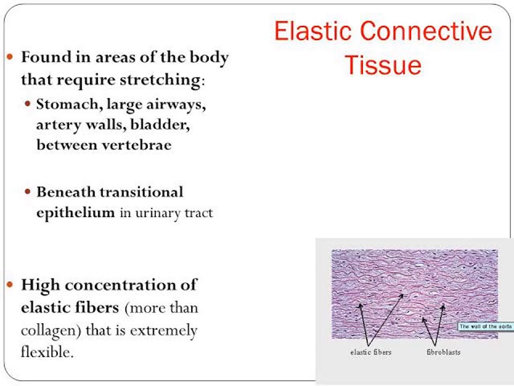The elastic connective tissue. These are important key points only. Okay. So it is found in areas of the body that require stretching: the stomach, large airways, artery walls, bladder, between the vertebrae, and beneath the transitional epithelium in the urinary tract. It has a high concentration of elastic fibers, more than collagen, and is extremely flexible. So look carefully at this picture of elastic connective tissue.